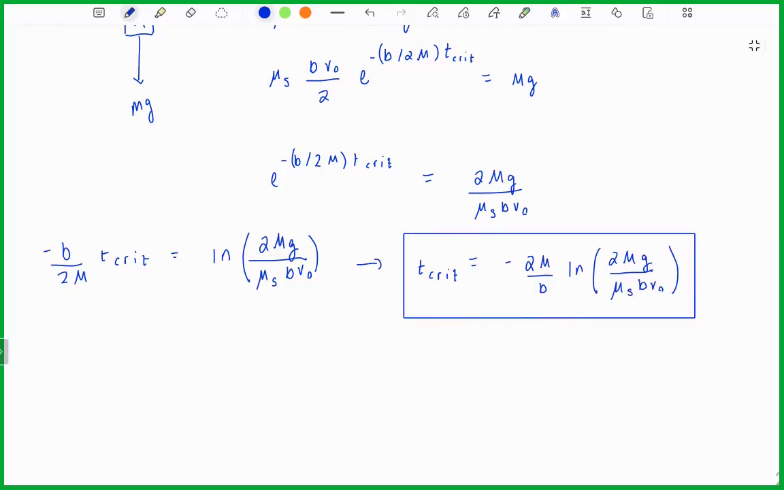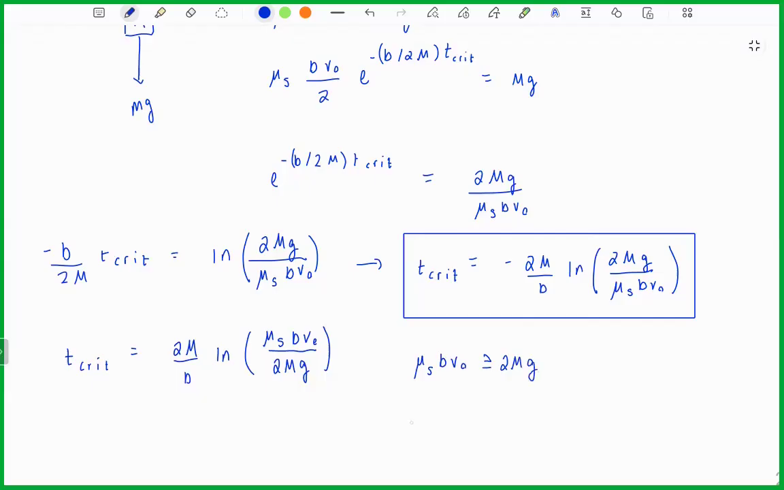Let's do a very quick intuition check on this, which is to say I'm going to quickly rewrite this without the negative out front. So t critical is equal to 2m over b ln of mu s b v naught over 2mg. What would it take for this answer to make sense? Well, we would want our ln to be overall positive. For ln to be overall positive, this requires mu s b v naught to be greater than or equal to 2mg.